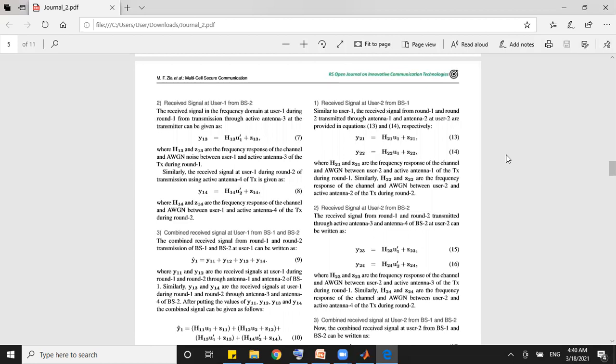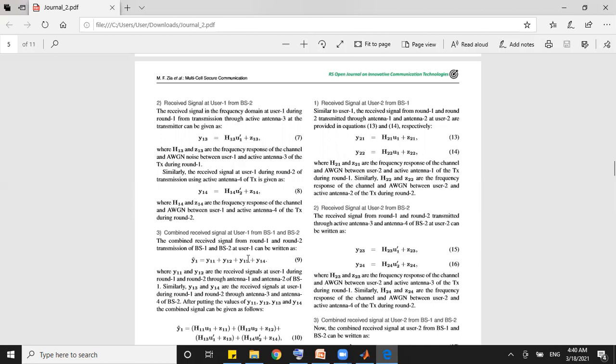Similarly, the received signal at user 1 from base station 2 can be written as follows, where Y13 represents the received signal at user 1 from antenna 3 and Y14 represents the received signal at user 1 from antenna 4. And the equations can be written as follows.